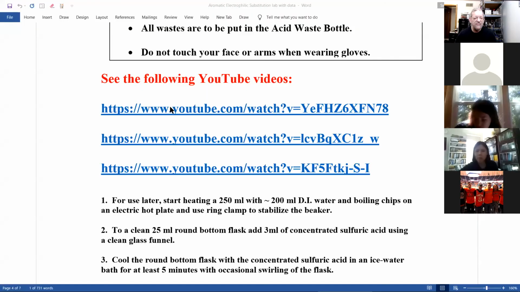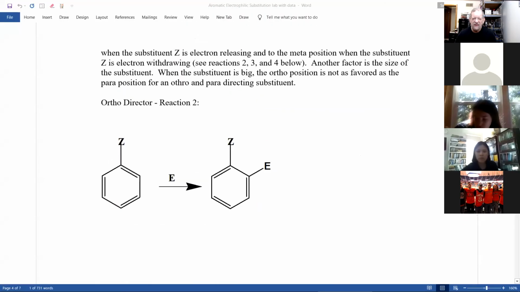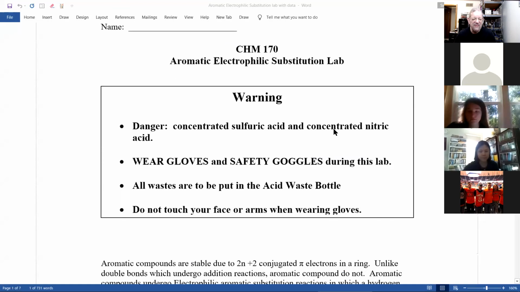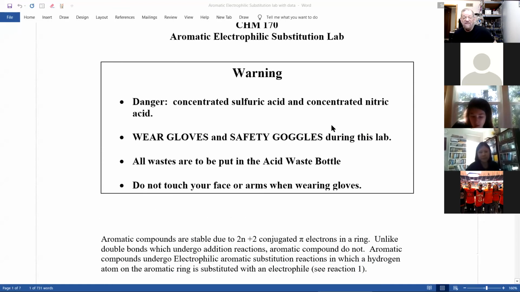All right, let's look at today's lab. Today's lab is aromatic electrophilic substitution. Thumbs up, people. You see it on your screen? Thank you.